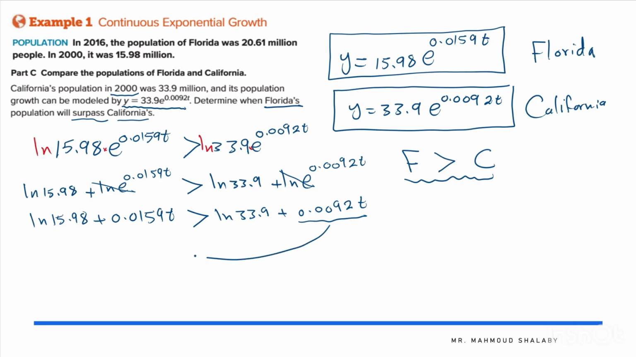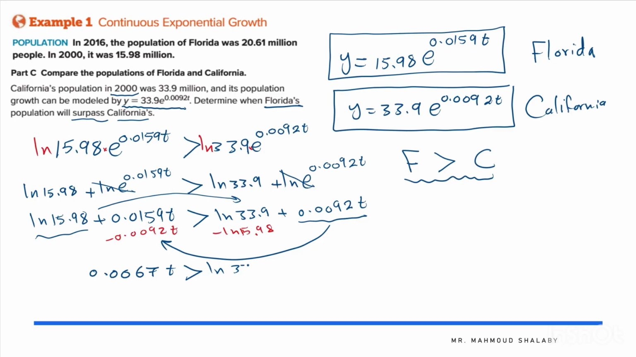What I will do, I will bring the t together, so this will be subtracted on this side, and I will send this one to the other side, it will be subtracted as well. So let me do it in one step. I will say negative 0.0092t. This will go to the other side, it will be minus ln 15.98 on this side. So if you do it with the calculator, you will find this will be 0.0067t greater than, I don't have to solve this one, so I will leave it as ln 33.9 minus ln 15.98.